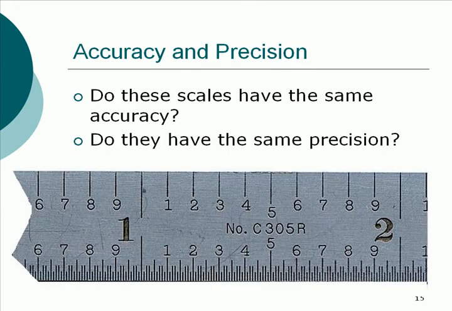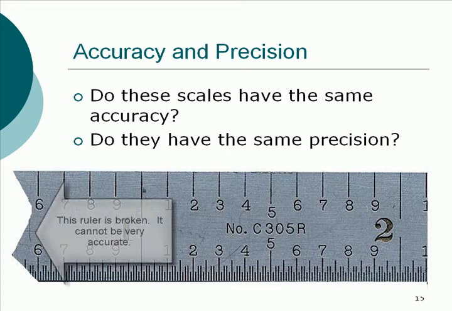Now, here's a way to visualize this. Look at this scale shown on the screen. Do these scales have the same accuracy? The scale, as you can see, is broken off on the left. This ruler has been chipped off and broken somehow. Therefore, will the ruler be very accurate? Unfortunately, this ruler will not be very accurate because it's broken.